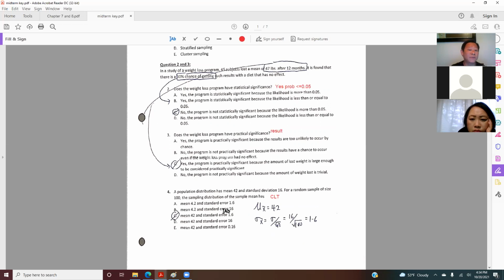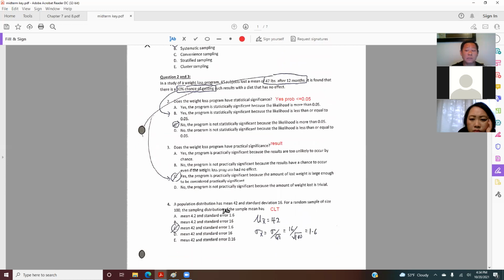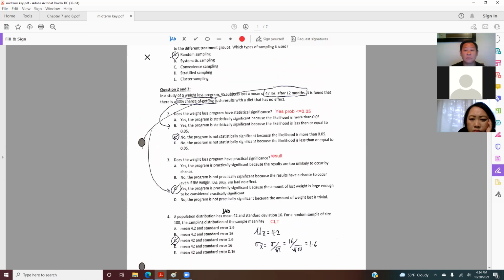Anyone have any questions on the first page of your test? So you said for number 2, if it's less than 5%. I'm sorry, 5%. So 30% is more. So because of that, the answer is no. Yes. Okay. The answer is no.